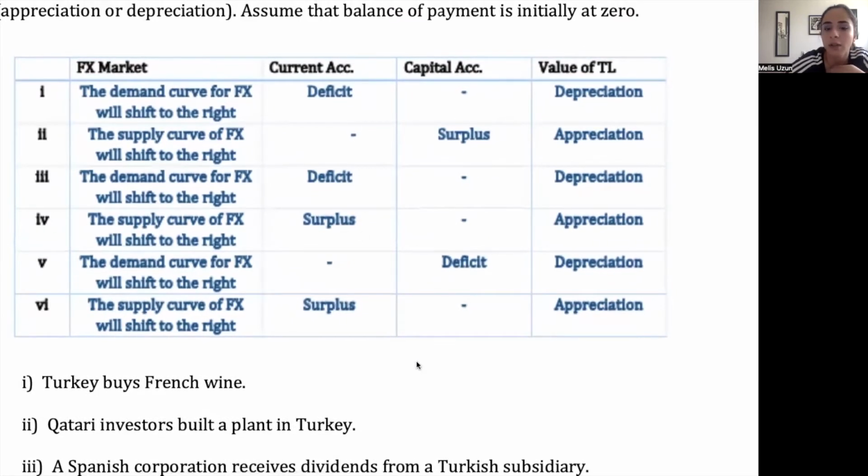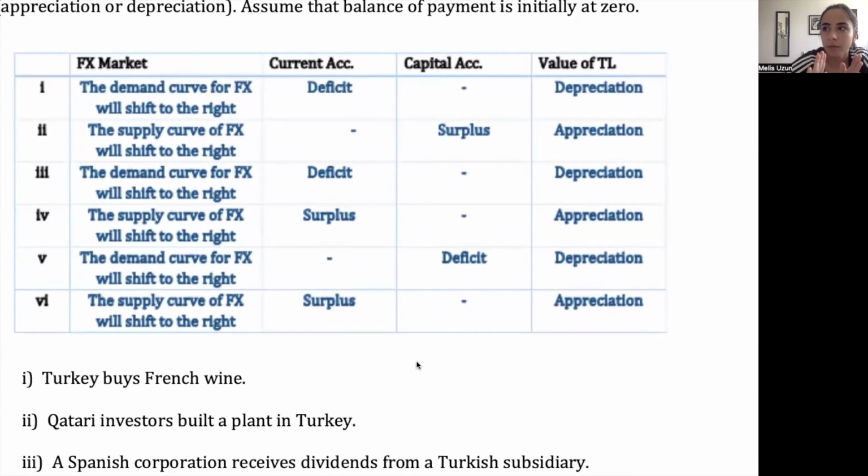And if a Spanish corporation receives dividends from a Turkish subsidiary, it is a current account deficit because they receive payments from Turkey. So the demand curve for foreign exchange will shift to the right, and there will be a current account deficit. That's why the value of TL will depreciate.